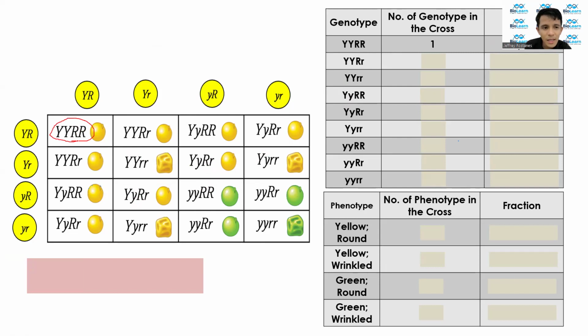Next. Homozygous dominant Y, heterozygous R. You have 1, 2. Okay? So that's 2 over 16 or 1 over 8. Next, homozygous dominant Y, homozygous recessive R. Okay, so again, that's 1.